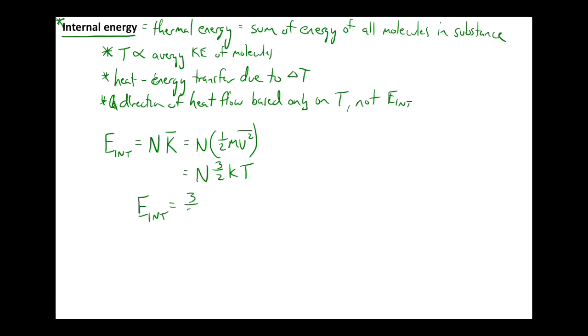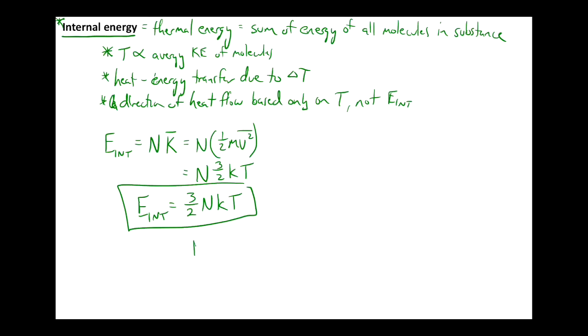So we got 3/2 times NkT. And it's important that that capital N is in there. Maybe that'll help you remember that it's about all of the individual energies added up, because we're multiplying by the number of molecules that are in the substance.